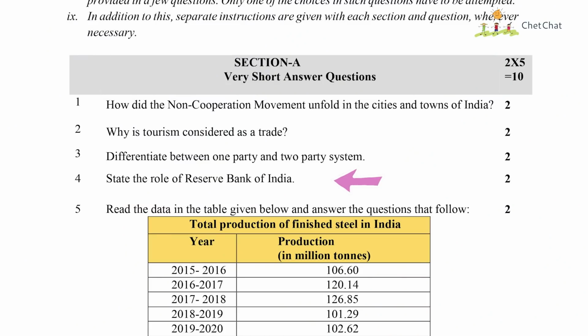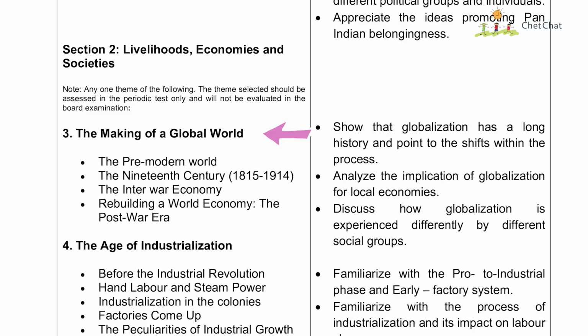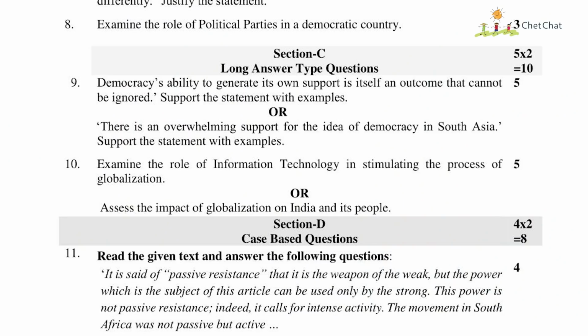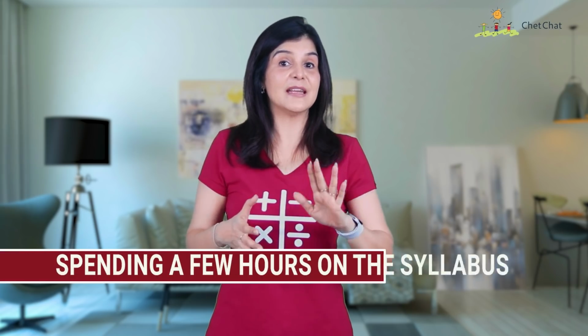State the role of the Reserve Bank of India. Let's look at makings of a global world. One of the learning objectives is analyze the implication of globalization for local economies. And question number 10 is, you got it, assess the impact of globalization on India and its people. So strategy number 3 is spending a few hours on the syllabus. Marking out and understanding this in detail will help you prepare for the type of questions that are certainly going to appear in the examination.